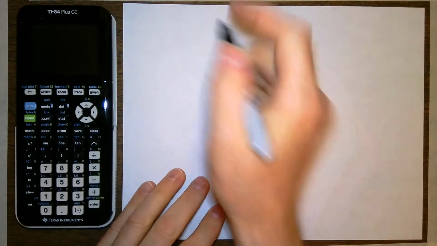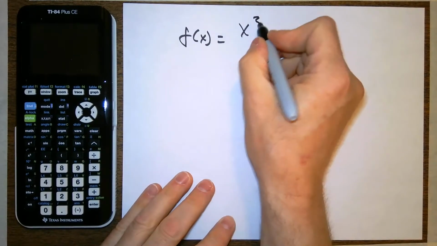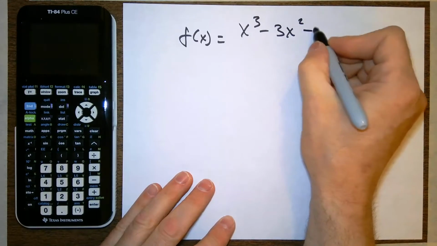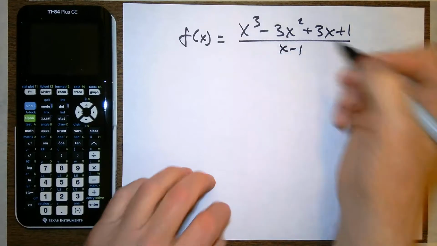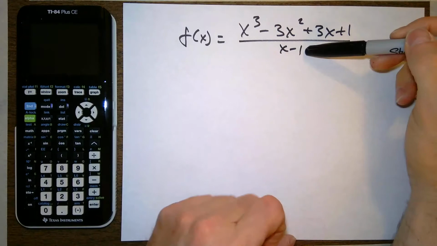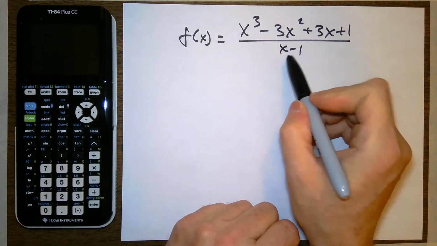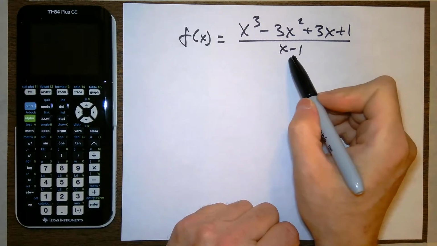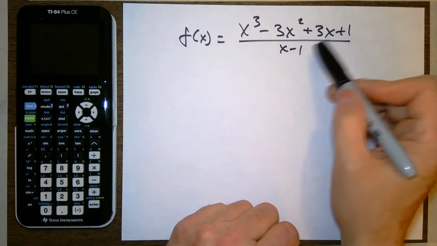All right, so suppose I'm given a rational function, f of x, which is x cubed minus 3x squared plus 3x plus 1 over x minus 1. So clearly we've got an example where the degree of the numerator is bigger than the denominator. Now, the other things still apply. The zeros of my denominator, in other words, when x equals 1, I'm going to have a vertical asymptote there. Constant over constant, my y-intercept is going to be -1.